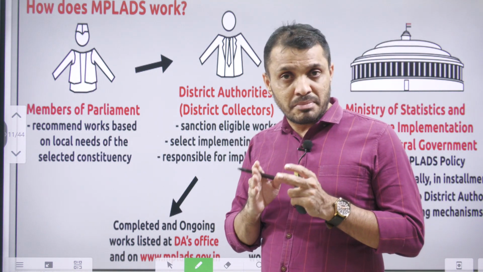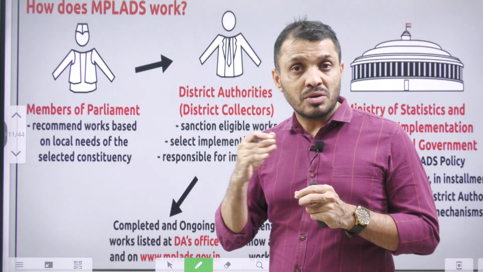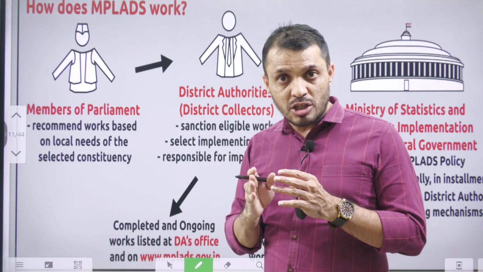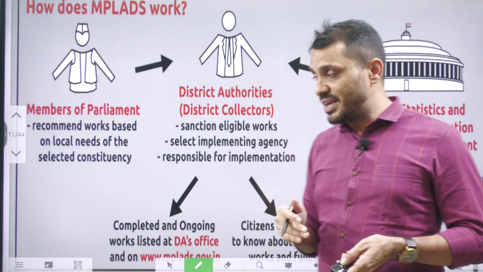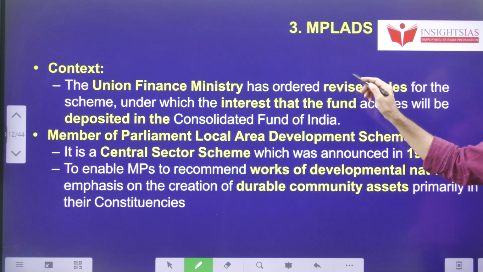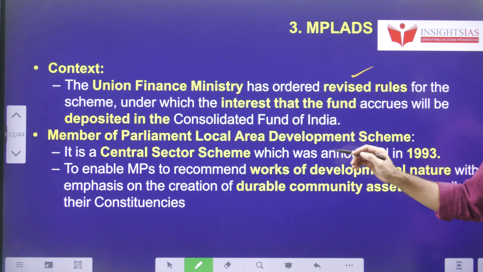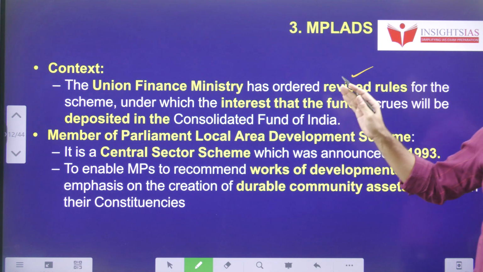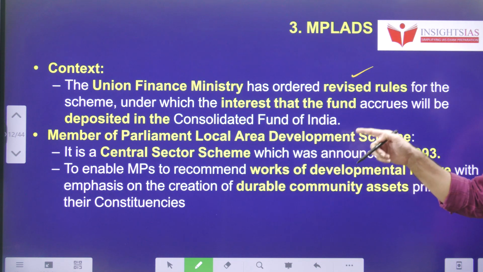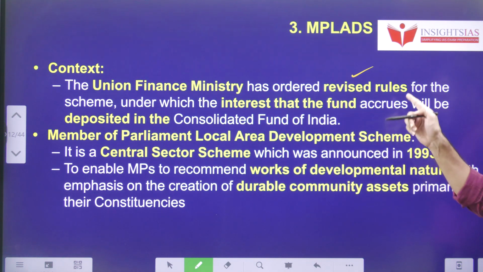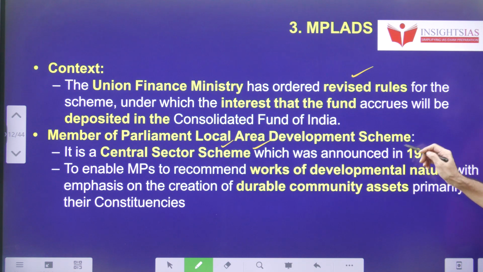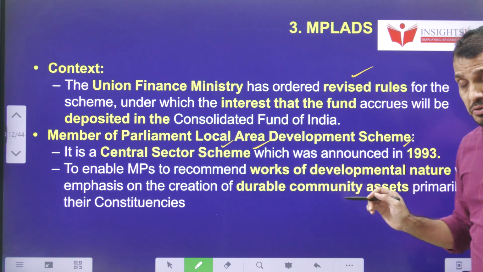And this MPLADS money is non-lapsable. That means even though they fail to spend this 5 crores of money in one financial year, it is not going to lapse. They will remain available. This information you have to know. The Union Finance Minister revised the scheme so that the interest amount of this fund will accrue to the Consolidated Fund of India. MPLADS is a central sector scheme, that means 100% of the money will come from the union government.